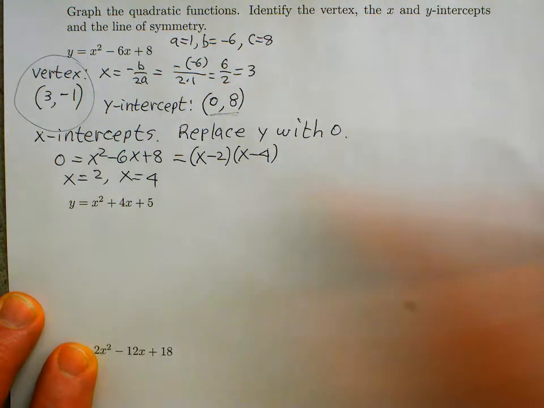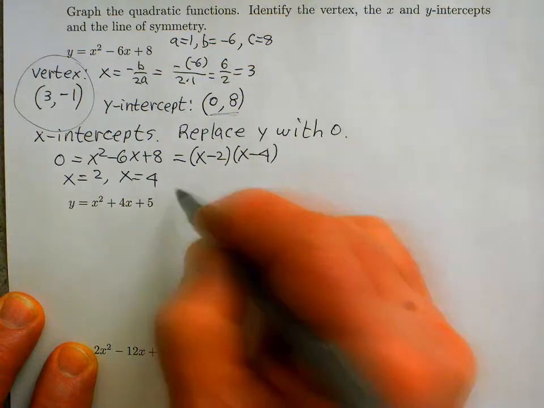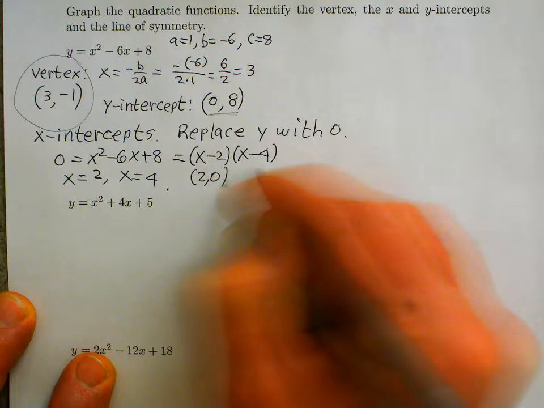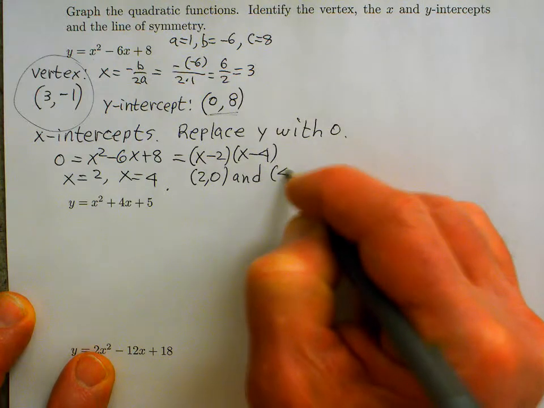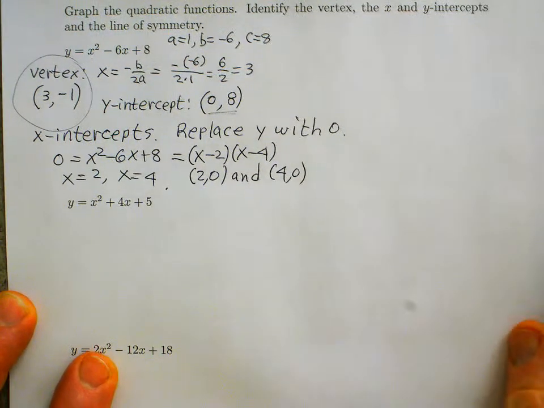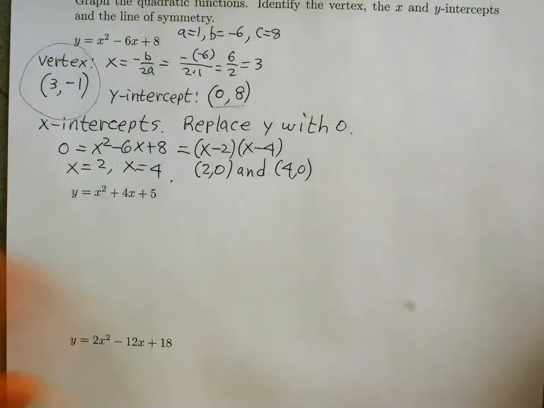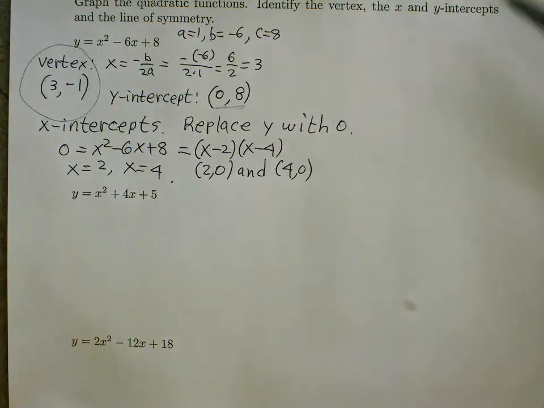But remember, the x-intercepts are ordered pairs. So 2, 0 and 4, 0 are the x-intercepts. Okay, we're out of time. We'll pick up with this example tomorrow, and we'll probably go a little bit faster tomorrow, but it'll be over the same material.